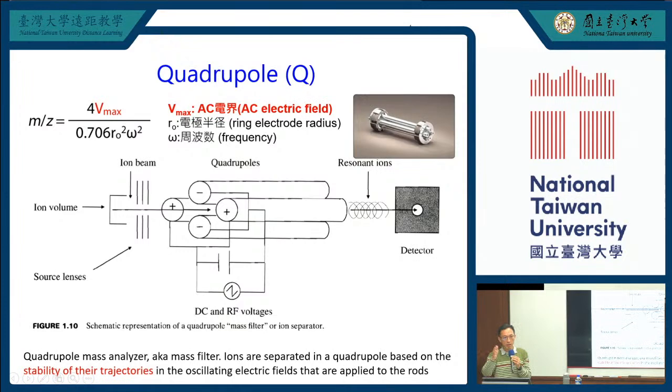So it's an alternating current. Next moment, this one will change to positive, and this one is negative. So your ion will be attracted by the negative again, and again. And there is a direct current to make the ion move. So the M over Z is separated by the DC and RF ratio. Okay, so this is a quadrupole.